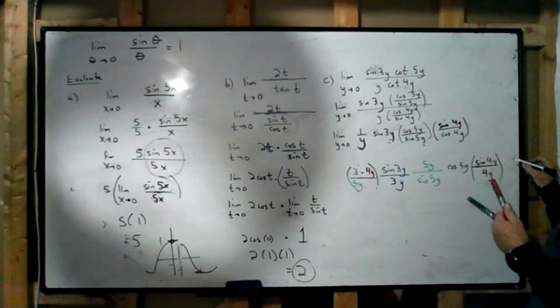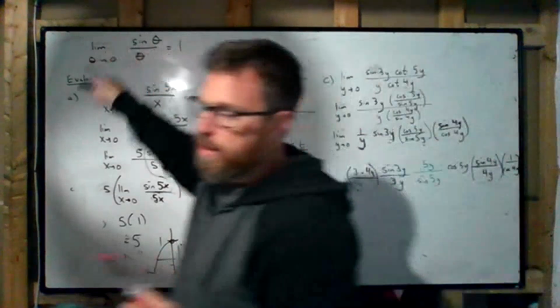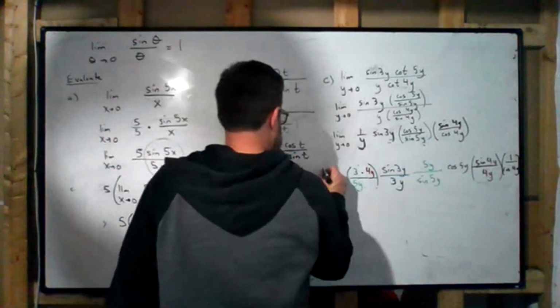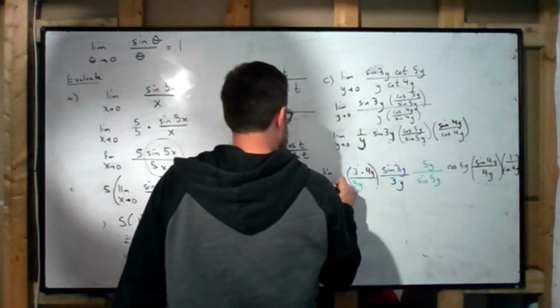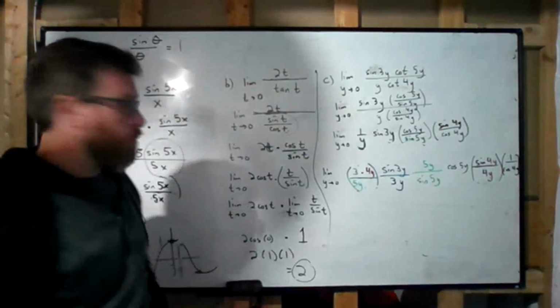And I still have a cosine of 4y on the bottom. I really think we can take advantage of the sine of theta over theta. So that's why I only was taking sines. All right, and this is still the limit as y goes to 0. So now we're going to go after each one of these pieces.